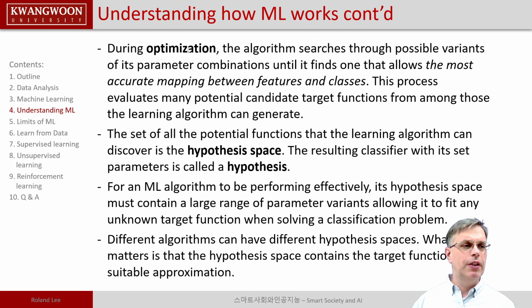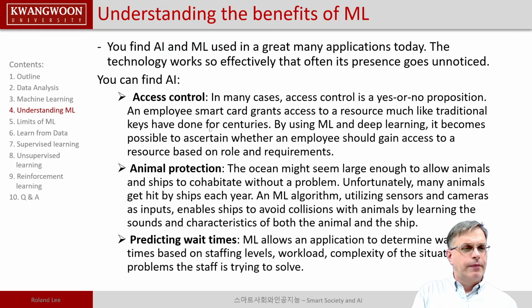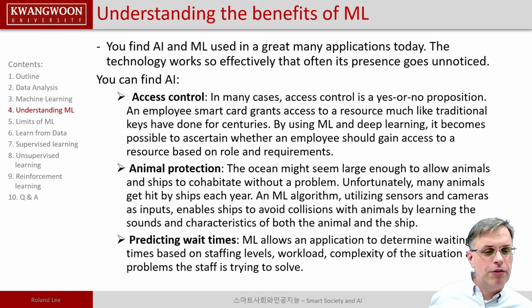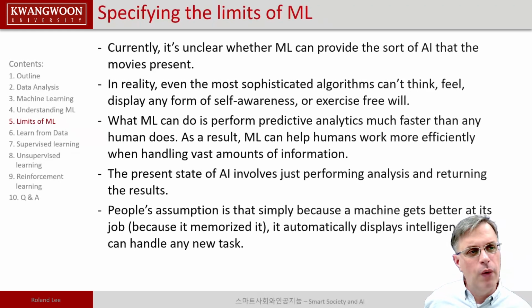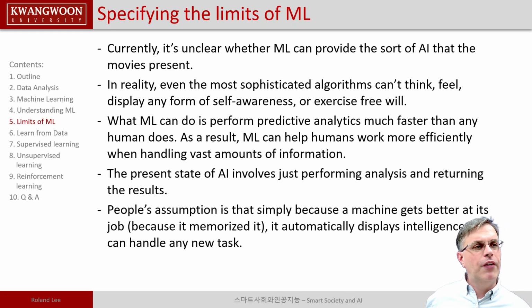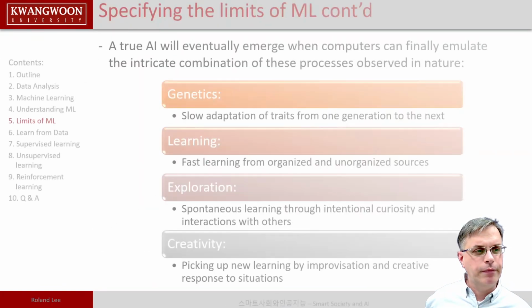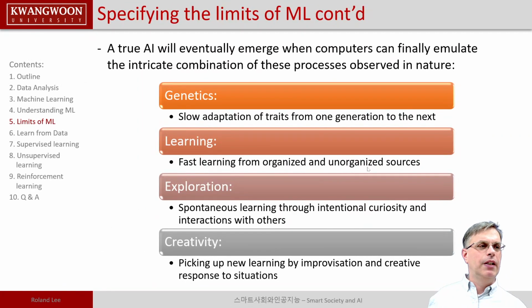Then we also talked about the optimization, and the set of all potential functions that the learning algorithm can discover is a hypothesis space, and the resulting classifier is called a hypothesis together with its set of parameters. Okay, then we continued with access control, animal protection, and predicting waiting times. In applications, machine learning and AI are there already. And we talked about the certain limits of machine learning.